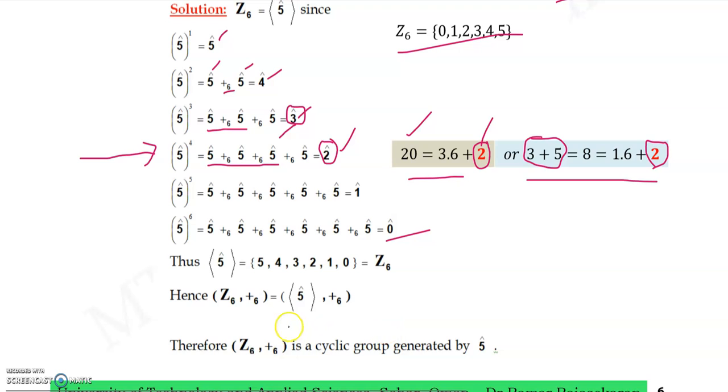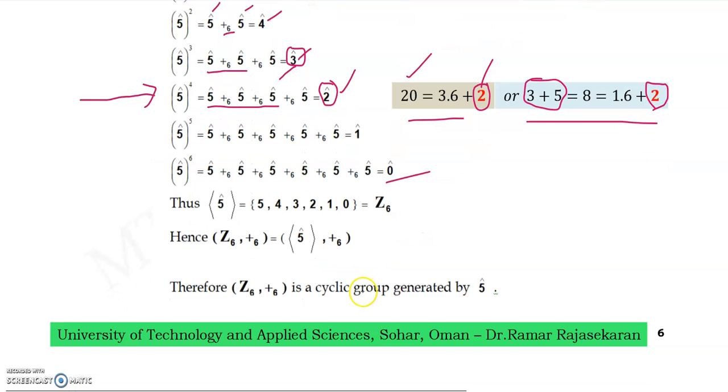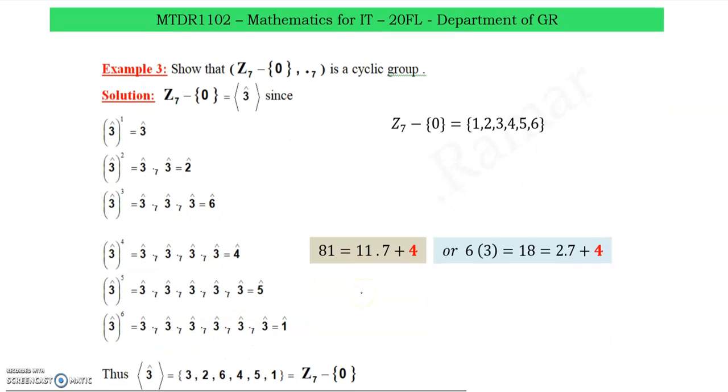Therefore Z6 with addition modulo 6: 5 generates all these elements through addition modulo 6. This is equal to this. That's why we are saying that Z6 with addition modulo 6 is a cyclic group generated by 5. Okay, now you see another example.